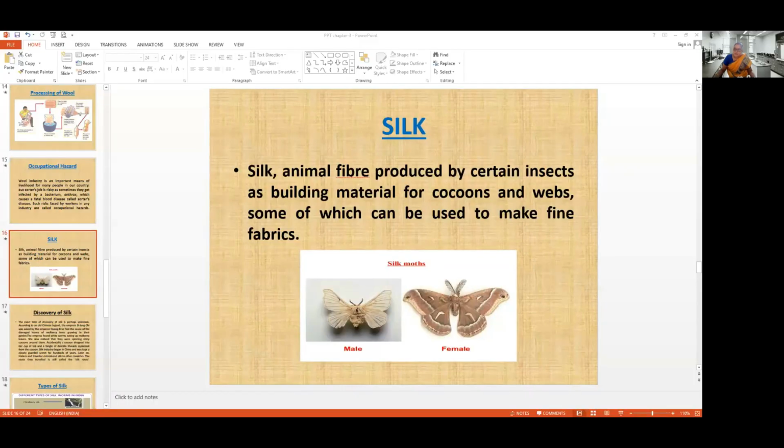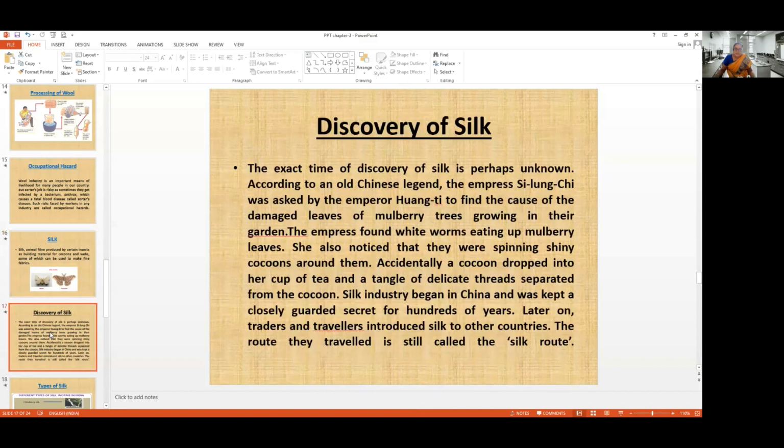So silk is an animal fiber which is produced by certain insects as building material for cocoons and webs, some of which can be used to make fine fabric. So this is the male silkworm and this is the female silkworm. And the discovery of silk, I have shown you the video in detail in the class itself, during class time.